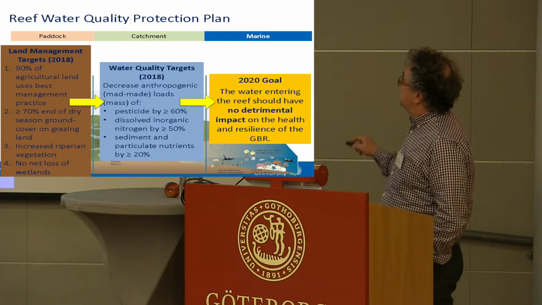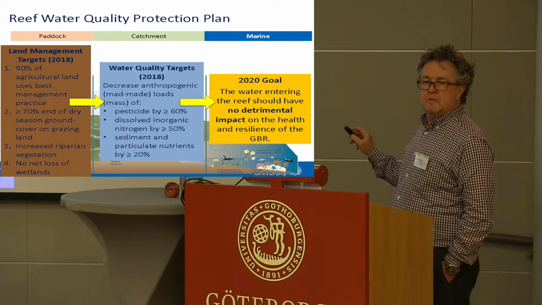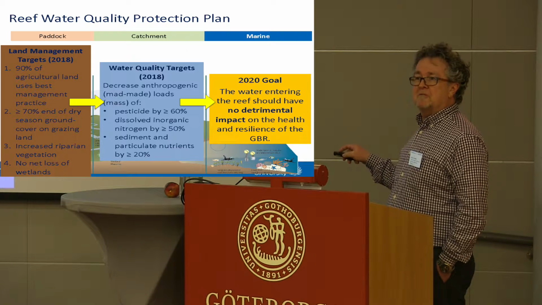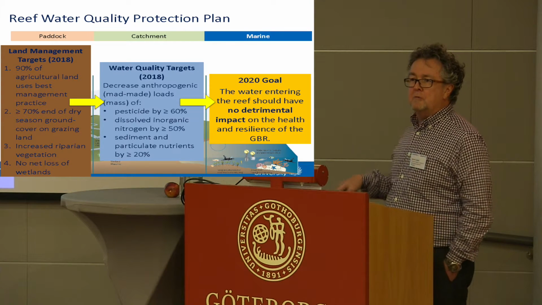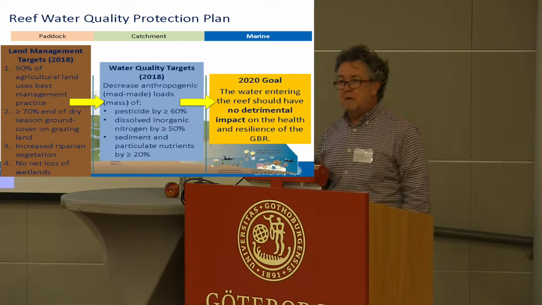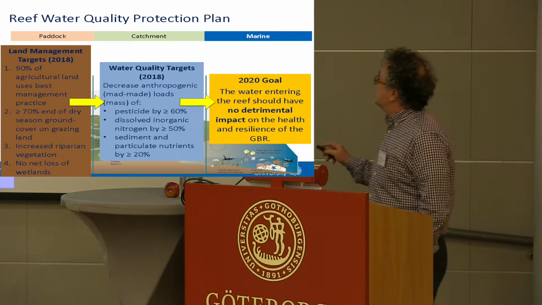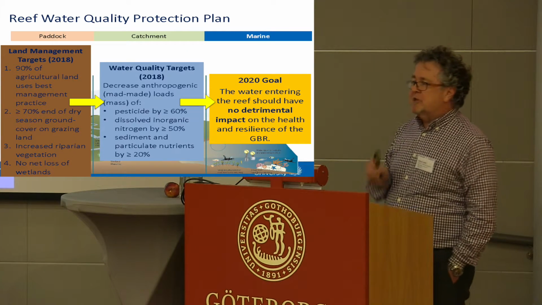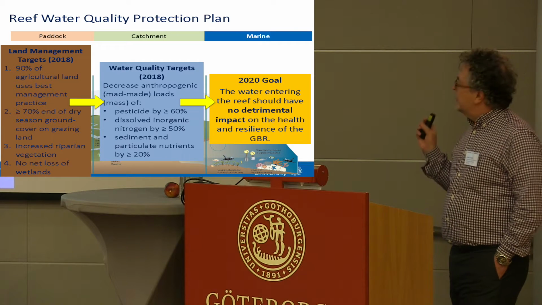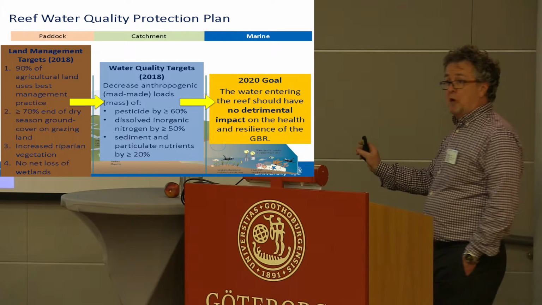So you have to be addressing the land management. Oh, I'm sorry, step back. This is our non-toxic environment goal. This is the goal for the Reef Water Quality Protection Plan. By 2020, amazing, we similarly have the same dates. Something's happening there. The water entering the reef should have no detrimental impact on the health and the resilience of the reef. Okay, so we've got the same goal here.